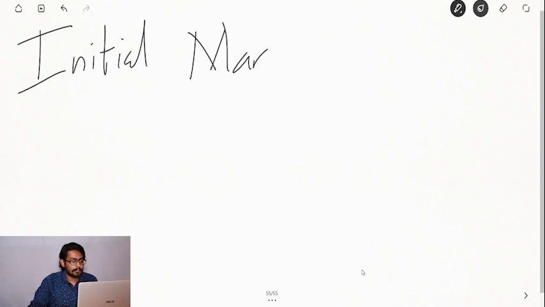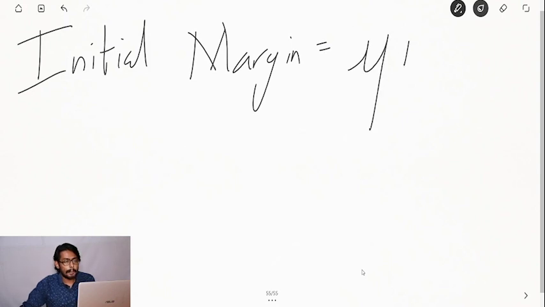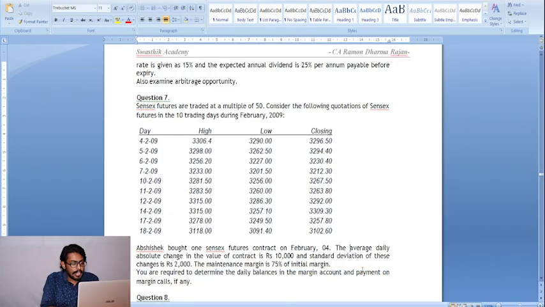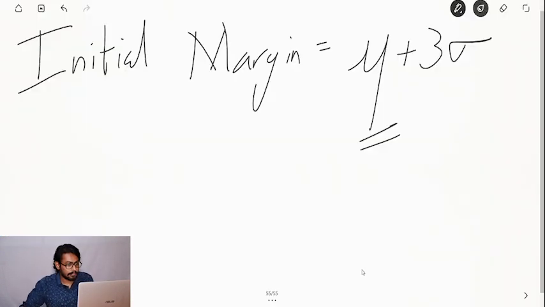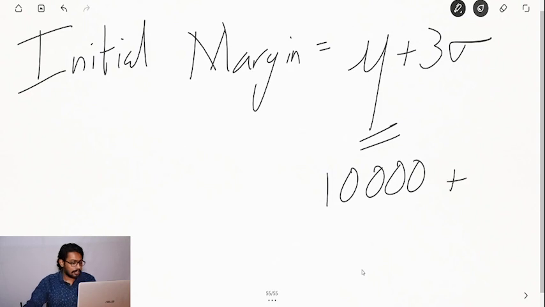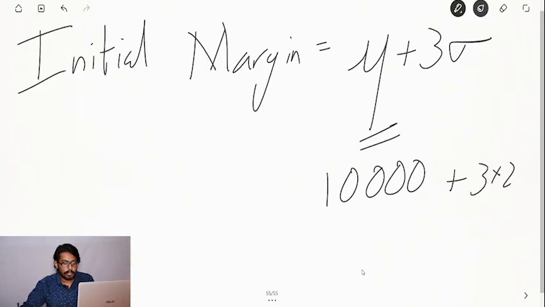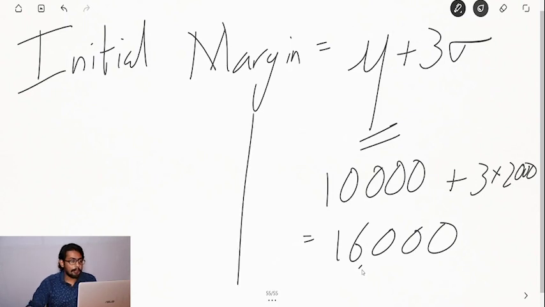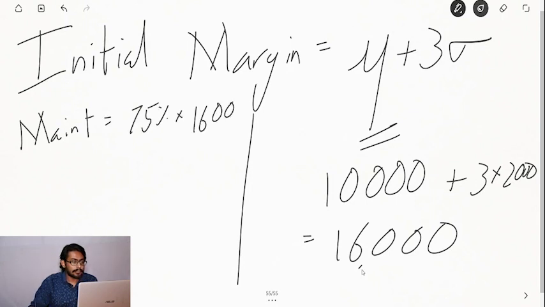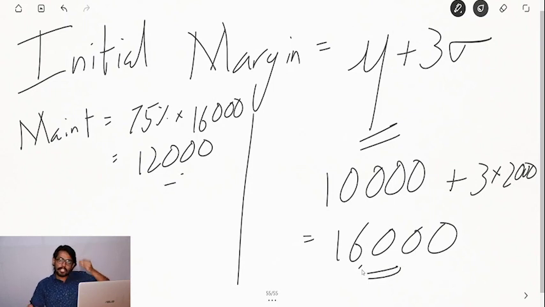Initial margin is equal to mu plus 3 sigma, where mu is the average daily absolute change in the value of contract. It will be given in the question: 10,000, plus 3 times standard deviation. The standard deviation of these changes is 2,000. 3 into 2,000 is 6,000, so 16,000 is the initial margin, and maintenance margin is 75% of 16,000, that is 12,000. Okay, so you have to deposit 16,000 and when your level reaches 12,000, you have to replenish it.